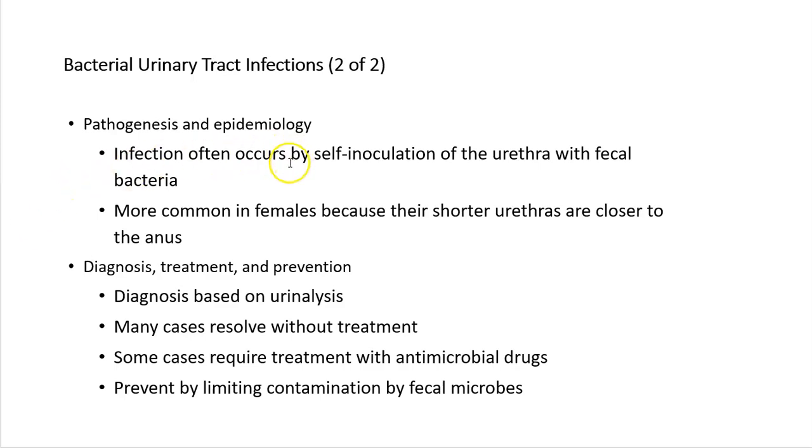Usually it's caused by self-inoculation of the urethra with fecal bacteria. And it is more common in the females because we have a shorter urethra, and it is closer to the anus. It's just a physical fact. So we're going to see UTIs more commonly in the females.